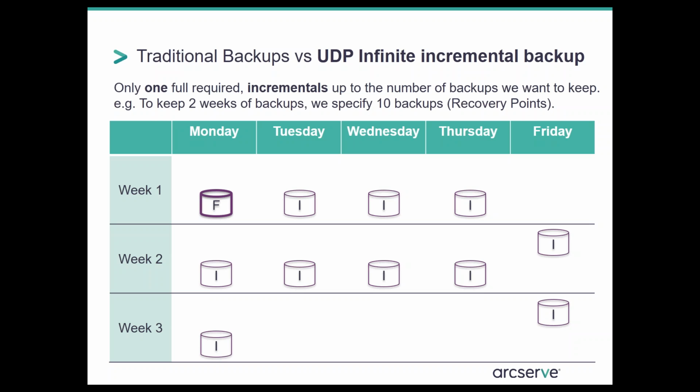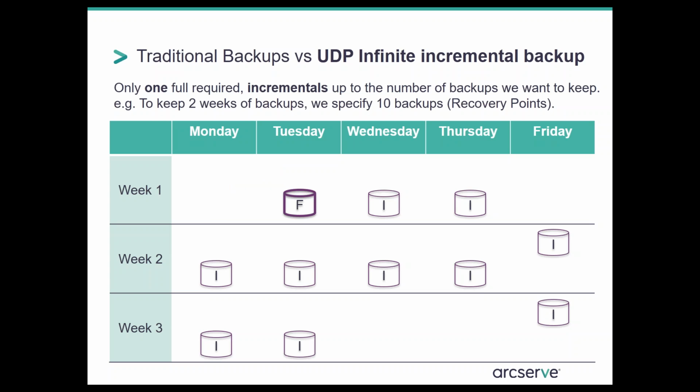On the next day, we take another incremental, and again, we are left with 11 recovery points at the end of this backup. So in order to get back to the 10, we do another merge process. This merge process works the same way. So the full merges with the oldest incremental. So the oldest incremental becomes the new full. The oldest full gets marked for deletion and is eventually purged.